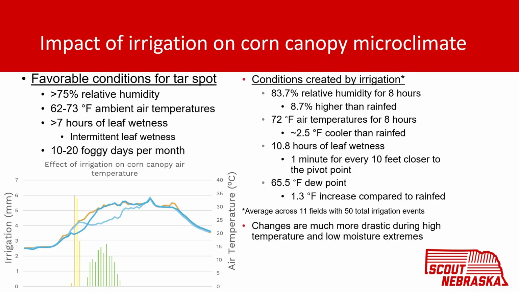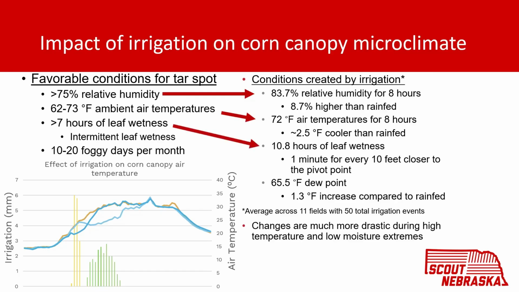And so the impact of irrigation on corn microclimate, I already talked a little bit about those favorable conditions there on the left. When we irrigate our fields, we're seeing an increase in relative humidity. That can happen for up to 8 hours or longer, depending on current weather conditions. On average this is about 8 to 9% higher than our rain-fed conditions, which really bumps it up into that optimal relative humidity range for tar spot. And same thing when it comes to our air temperatures, a decrease in air temperature, probably 2 to 3 degrees cooler for those irrigated areas than our rain-fed areas.